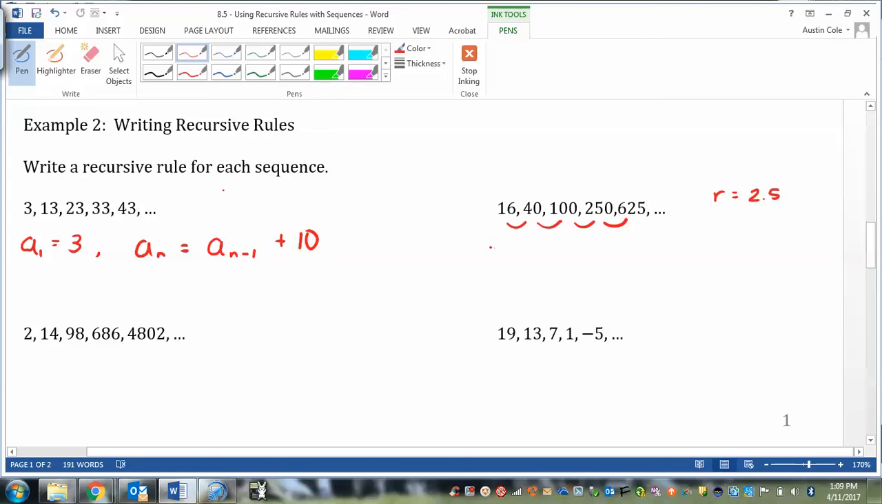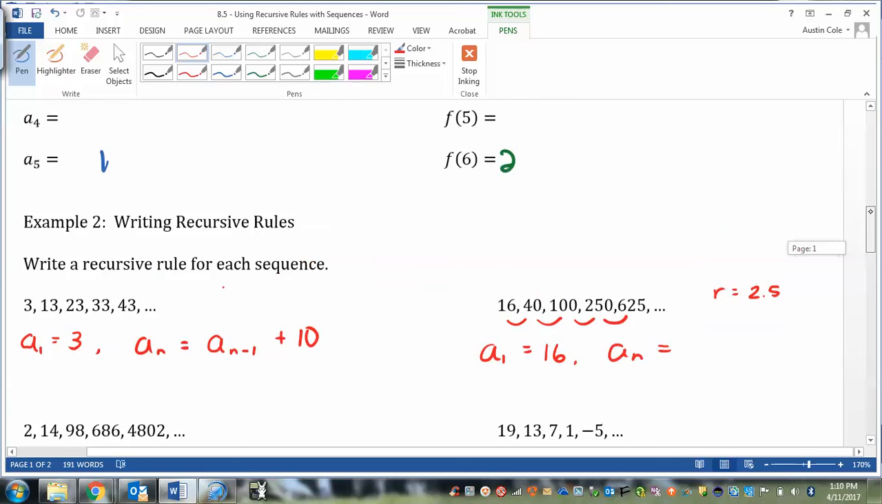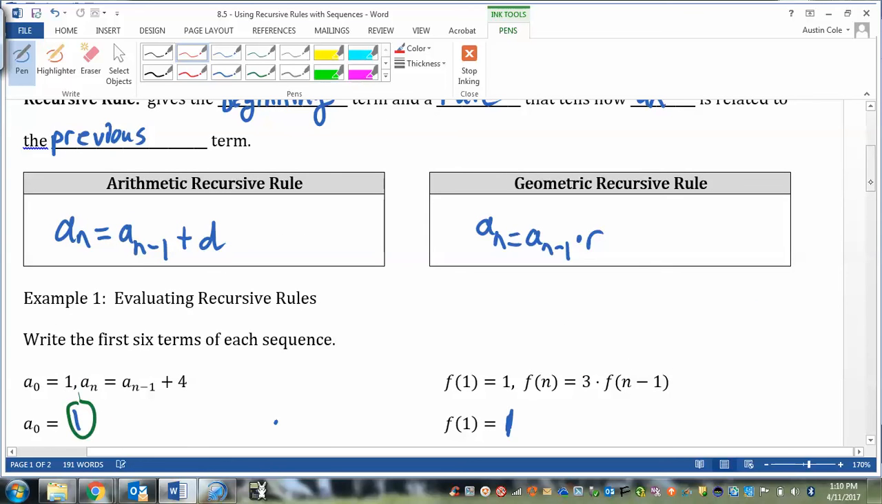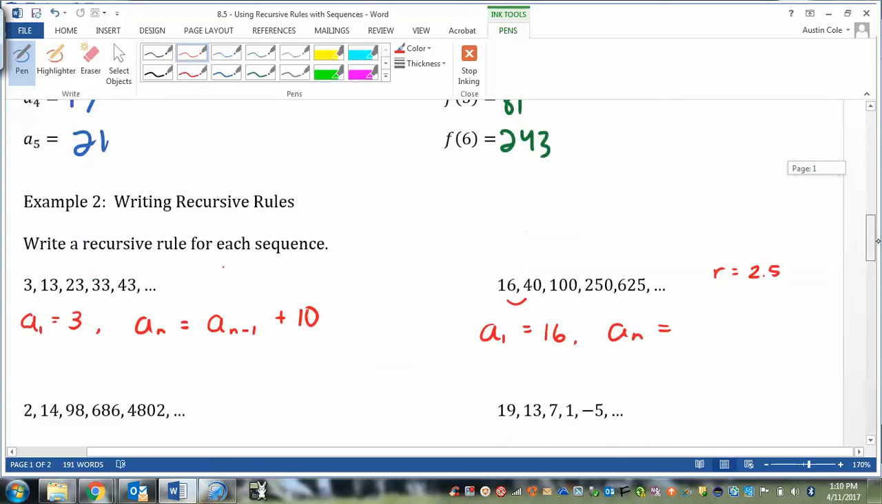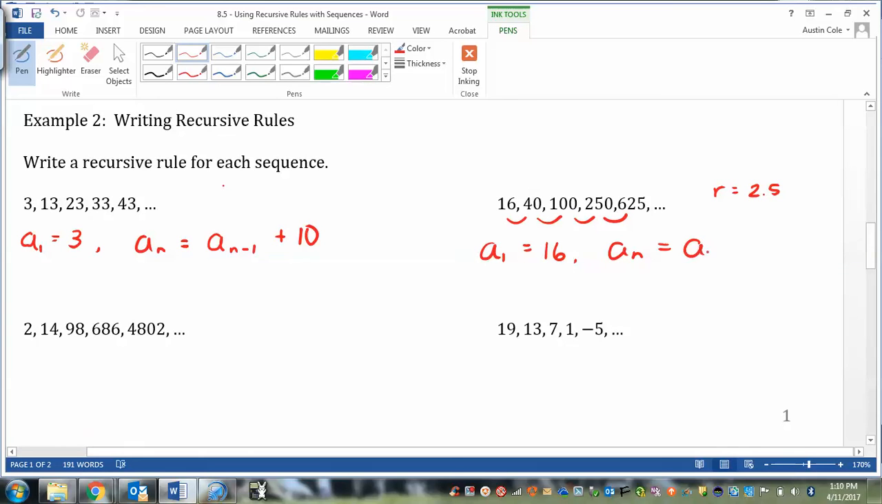Okay, so we need to identify a sub 1. A sub 1 is going to be 16. So a sub n is going to equal, what's our formula again? If I go back up at the top, a sub n minus 1 times whatever our ratio is. So a sub n minus 1 times 2.5, or 5 over 2, whatever you want to call that. Guys, I think there's a 2 that got 3 hole punched out of here. Is that right? So maybe just write a 2 there.